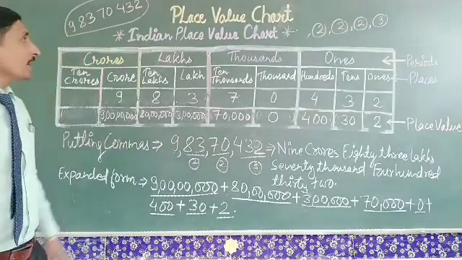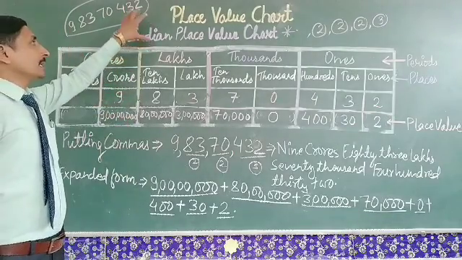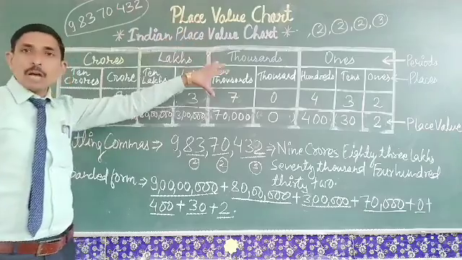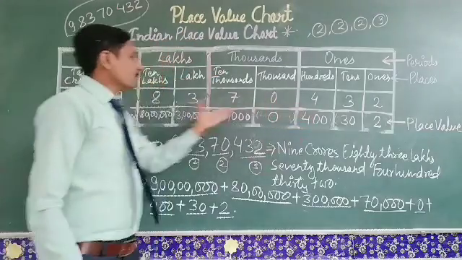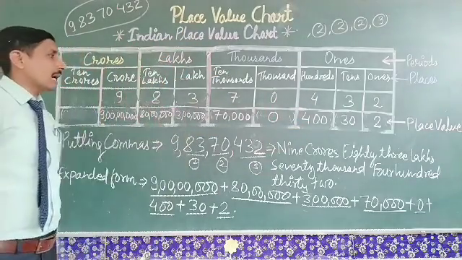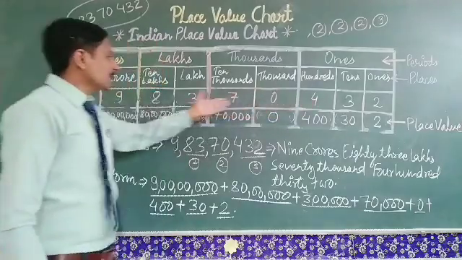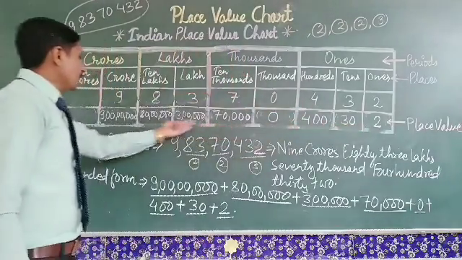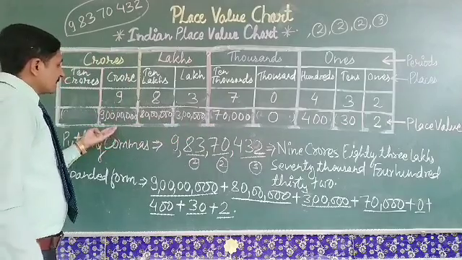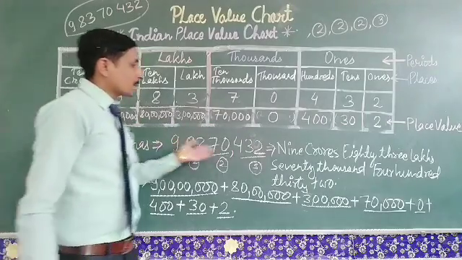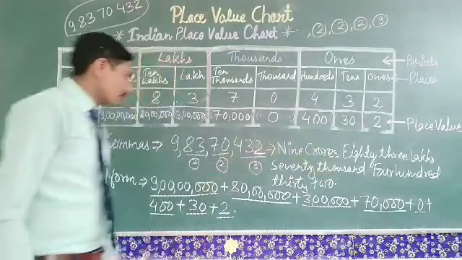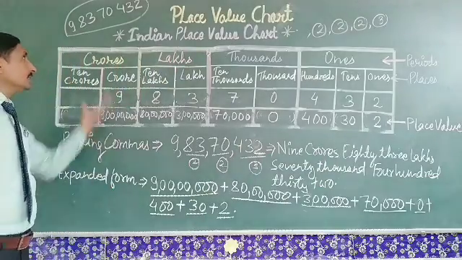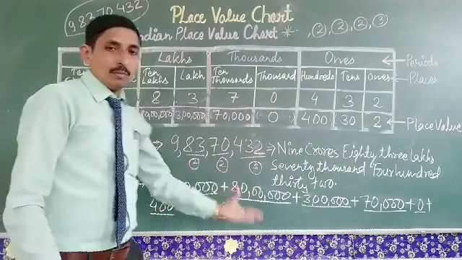So in this way we can easily prepare the Indian place value chart, put the numbers in the columns, and easily write the place value of the digits. We can also express the given numbers in words, and write them in expanded form.